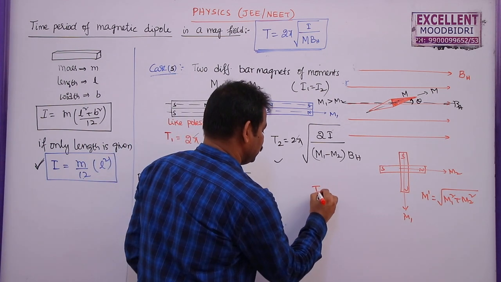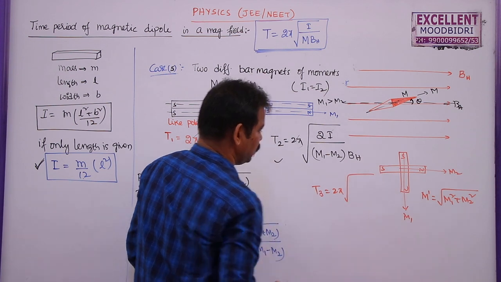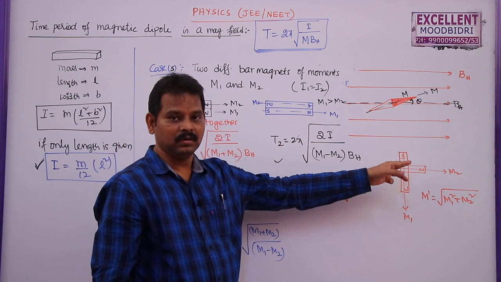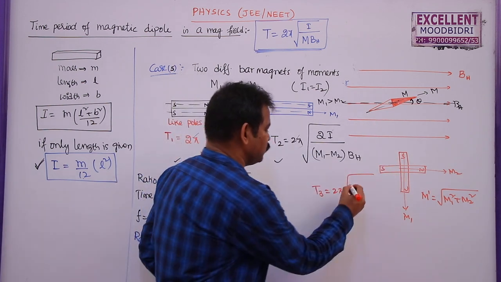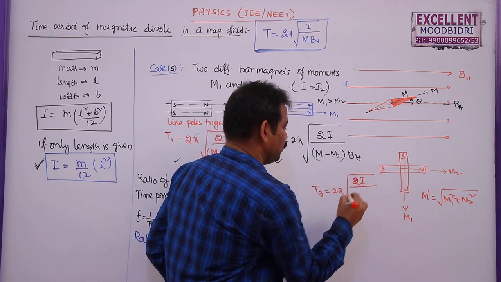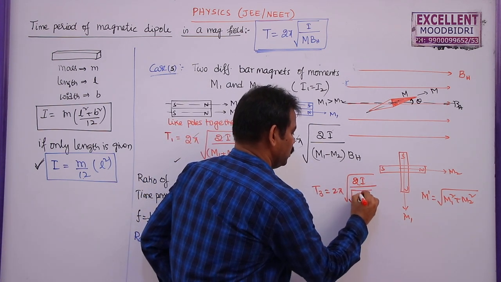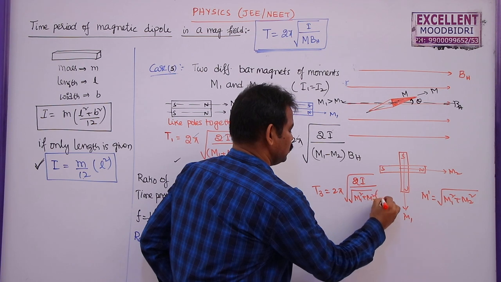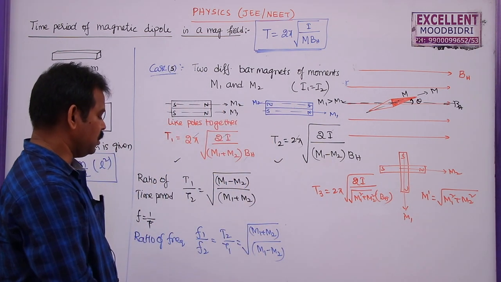So what is the T3 now? T3 is given by 2 pi root. The moment of inertia is a scalar, add them, I plus I, this will become 2I in any position. But the resultant magnetic moment here is given by root over M1 square plus M2 square, into BH. So this is the time period in the third case.